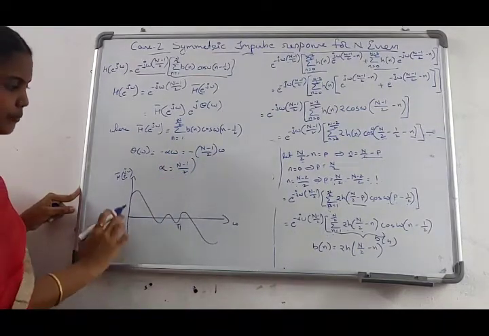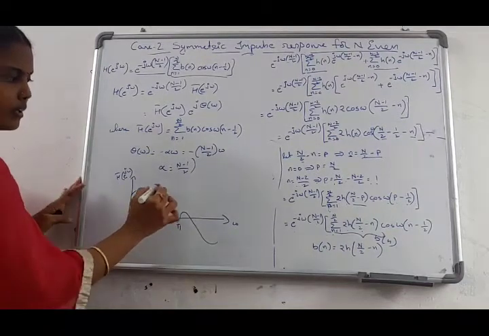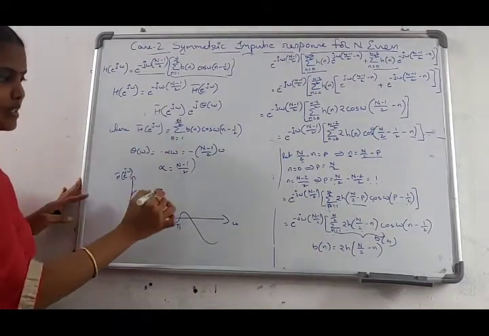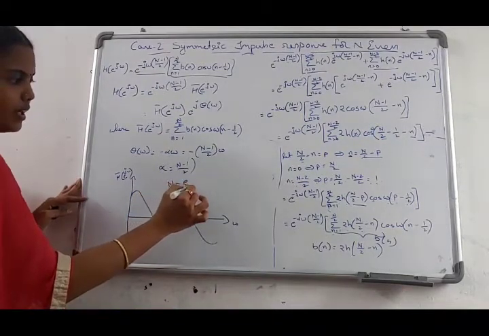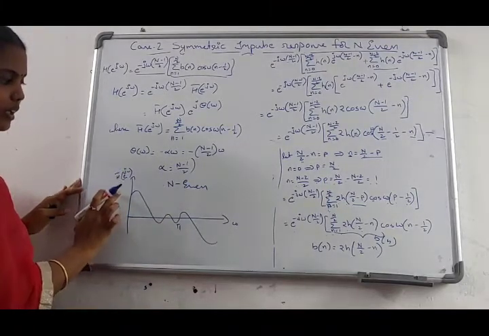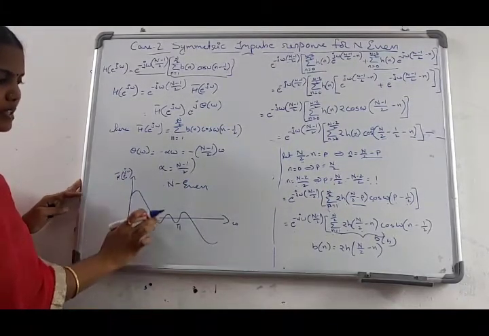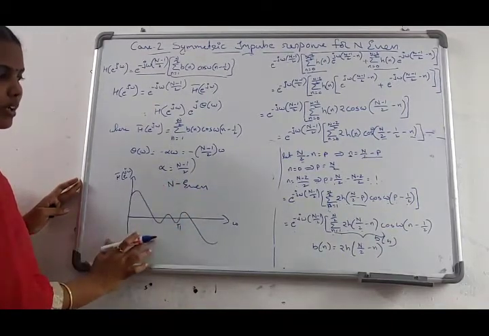So this is the frequency response of a symmetrical impulse response when N is even. H bar of e power j omega is nothing but the impulse response for N is even.